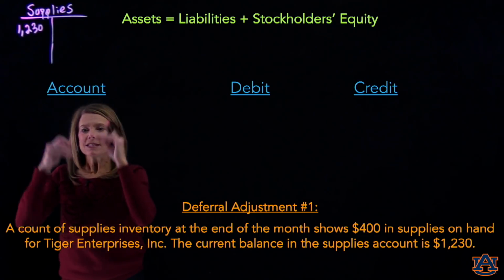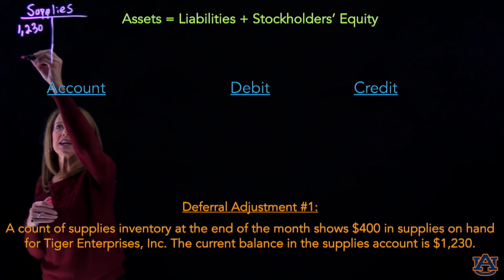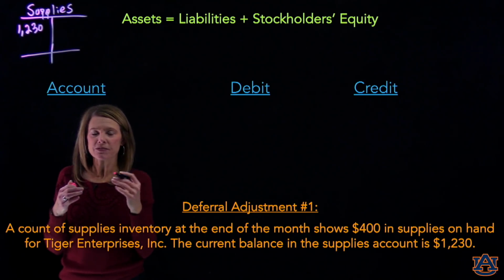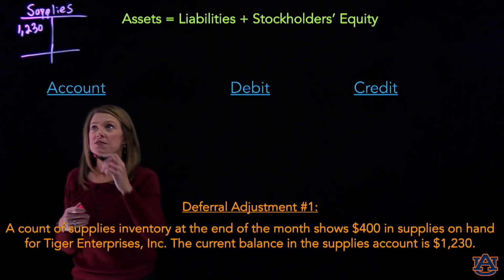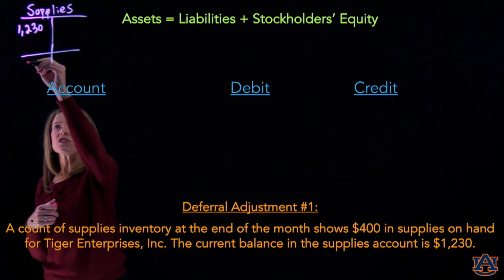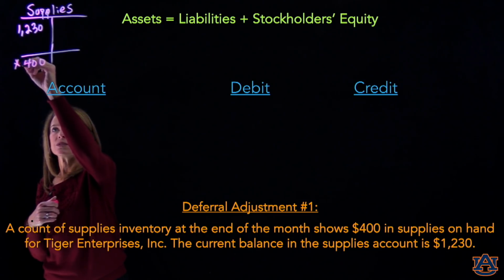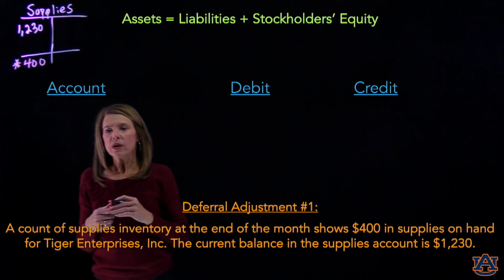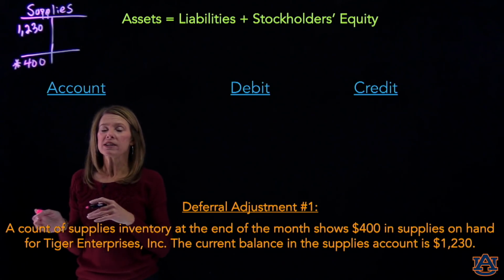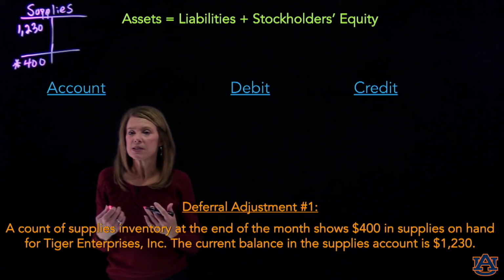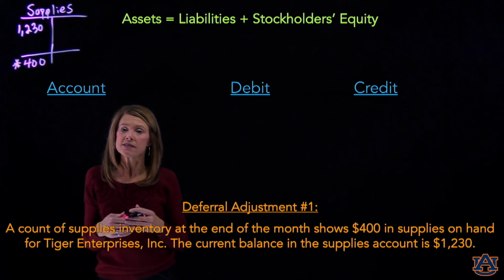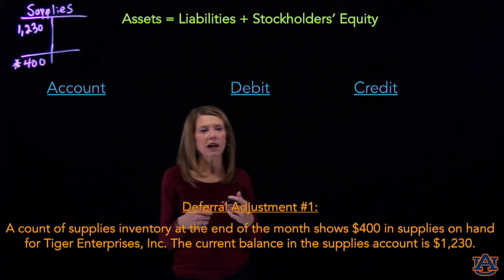And what we want the T account to do is we want the T account or the balance in supplies to reflect what we really have. If we have $400 worth of supplies on hand, that's our desired ending balance. This is where we want to get to. Okay? So in our adjustment, we are going to be making supplies go down, and that decrease in supplies represents an expense because we've used up those supplies.